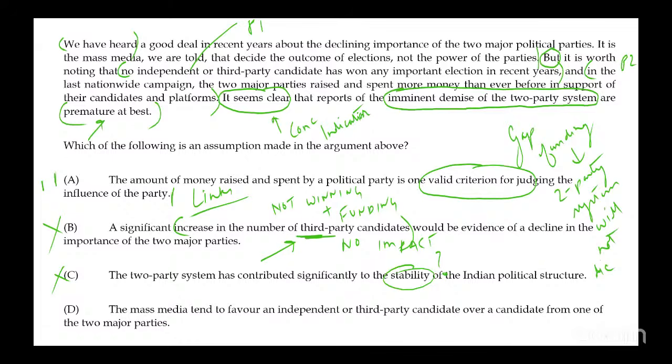D, the mass media tend to favor an independent or third-party candidate over a candidate from one of the two major parties. No impact. How does this impact the conclusion that the two-party system will not die in the near future? It doesn't. D is out. Option A, the linking assumption is correct, everyone.